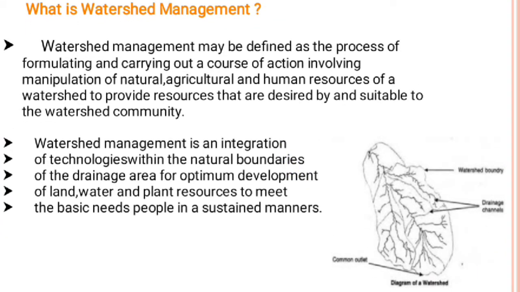So watershed management may be defined as the process of formulating and carrying out a course of action involving manipulation of natural, agricultural and human resources of a watershed to provide resources that are desired by and suitable to the watershed community. Okay, so basically watershed management is an integration of technologies within the natural boundaries of the drainage area for optimum development of the land, water and plant resources to meet the basic needs of people in a sustained manner.